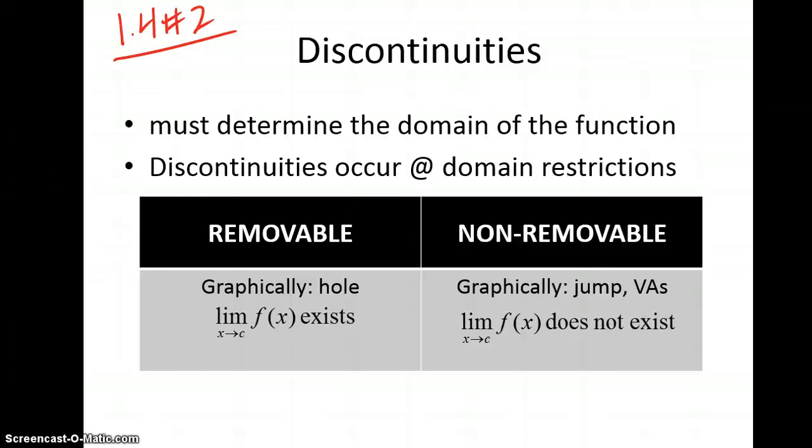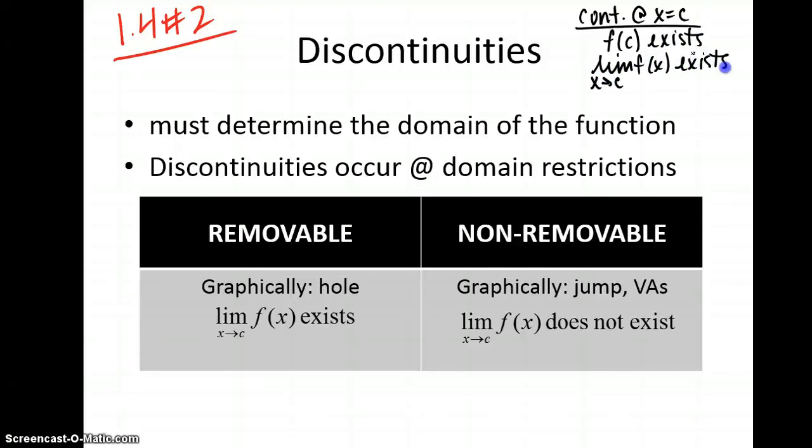Okay, 1-4, number 2. Let's look more at discontinuities. So we looked at the definition of continuity at a specific point. Function exists, limit must exist, and furthermore, the value of the function and the limit of the function have to be the same number.